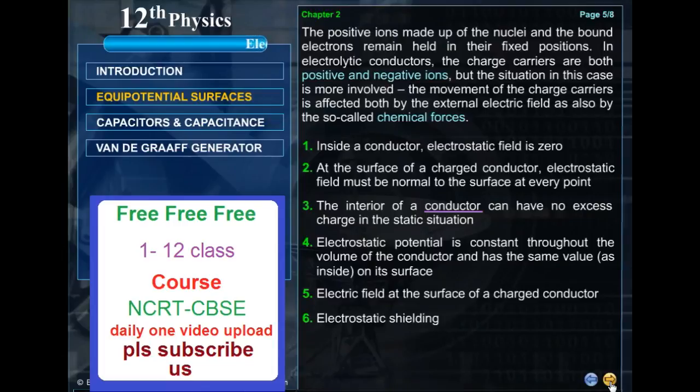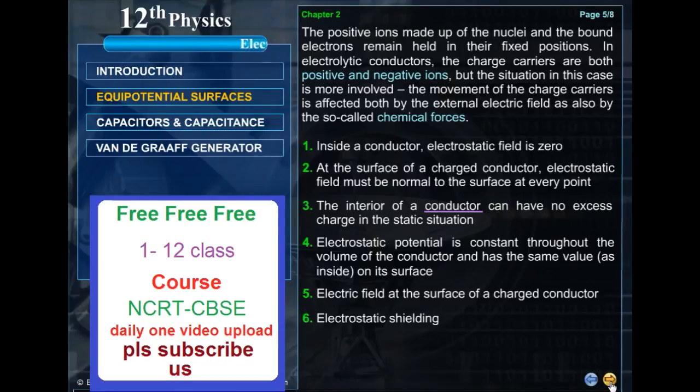In electrolytic conductors, the charge carriers are both positive and negative ions. But the situation in this case is more involved. The movement of the charge carriers is affected both by the external electric field as also by the so-called chemical forces. Inside a conductor, electrostatic field is zero.